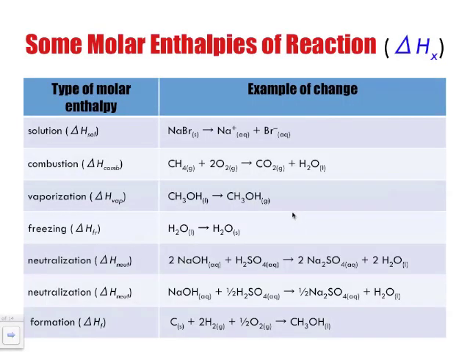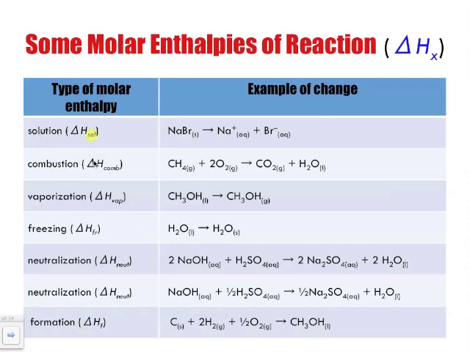Now, let's look at some molar enthalpies of reaction. So here's that delta H sub X that we said, the change in enthalpy with the little x. Little x just represents what type of enthalpy change is occurring. So if you look at this first example, sodium is being thrown into an aqueous solution, and it's breaking apart into its respective ions. So it goes from being a solid to an aqueous solution. So notice the type of molar enthalpy is solution.